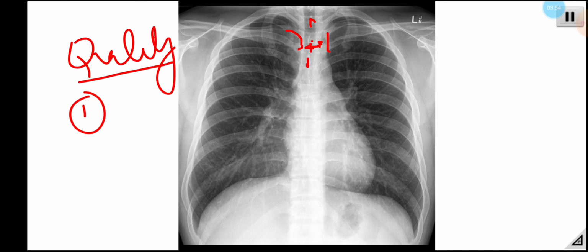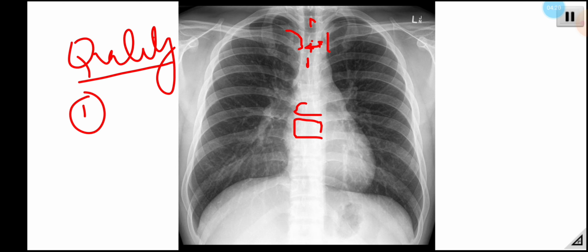This means that the patient's position is fine. It's a normal position and the patient is not tilted. So this is the first thing. And the second thing is you need to look behind the heart. You can see the vertebrae over here behind the heart. These are thoracic vertebrae.